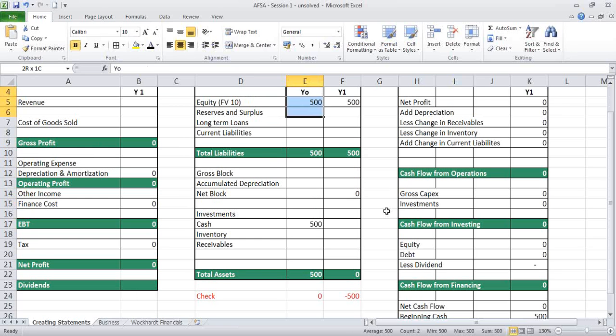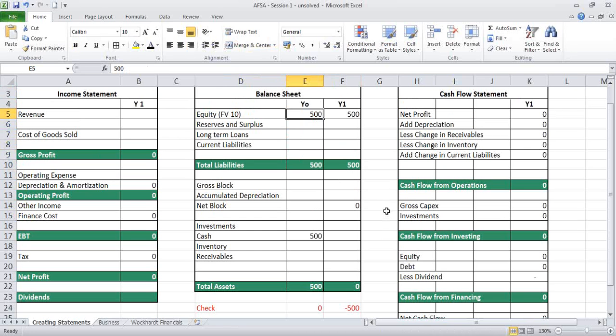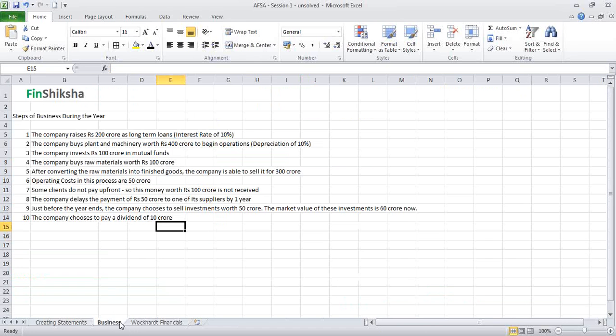At this point, the company has started its business. Year 0 is what we have. They raised equity of $500 million, or 500 crore rupees, and they have cash in their bank account of 500 crore rupees. Now they are doing some business. Each business step is mentioned on the other sheet called business. So there's another worksheet within this Excel file which is called business, and each step says that.